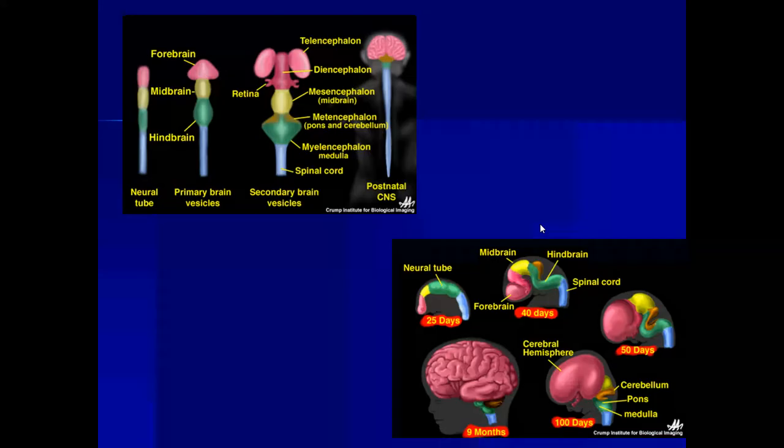Now the picture on the bottom right is the human brain development. You can see the neural tube up on the top left, and as it begins to develop into the different portions of the brain here, where you can see encephalon words there. So the different regions of the brain have separate functions.